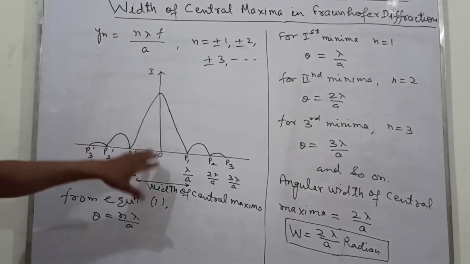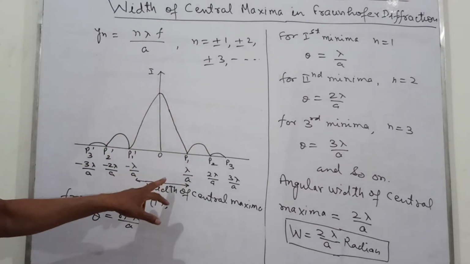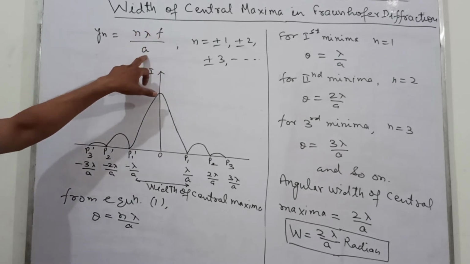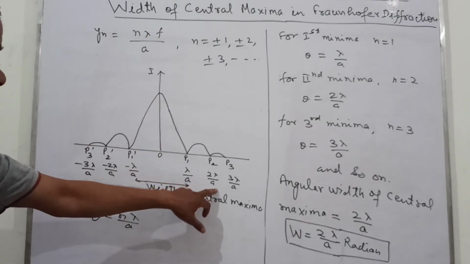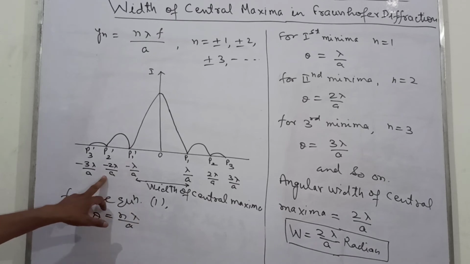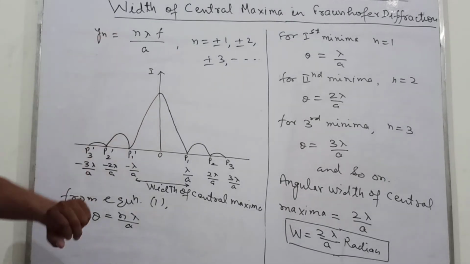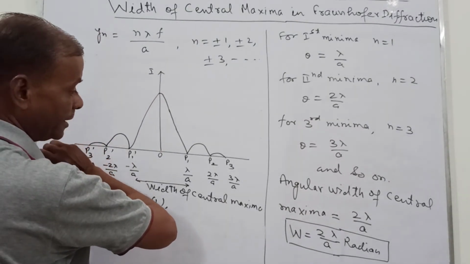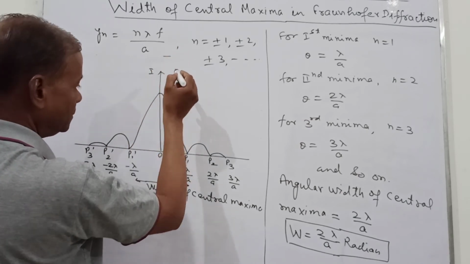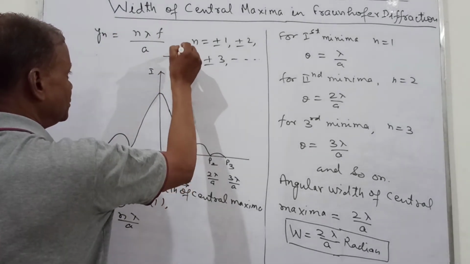Now to take this width, with n equal to 1, 2, 3, we have the distances: lambda f upon a, 2 lambda f upon a, 3 lambda f upon a, and similarly on the other side. So if we take this equation into consideration, let us call this equation number 3.